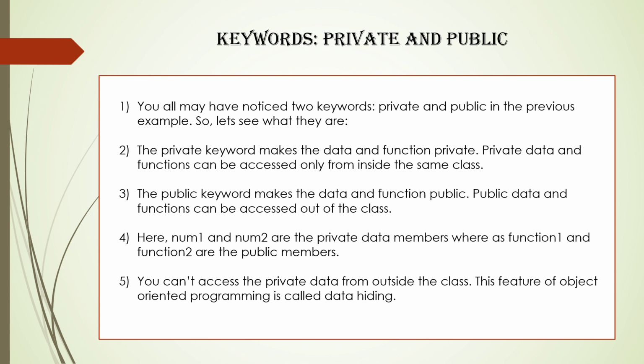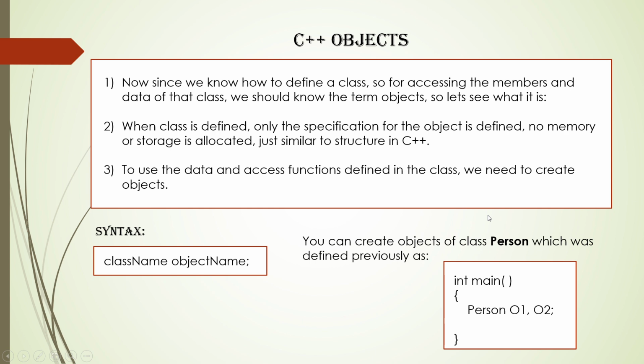So these three keywords, private, public and protected, are called class access specifiers. Now let's see what the C++ object is. Since we know how to define a class, there should be a question in your mind: how should you access the data members and member functions of the class? And for that, there is a term called objects.